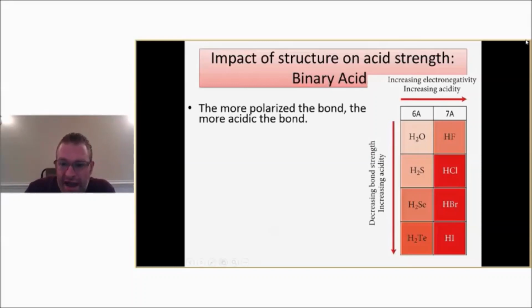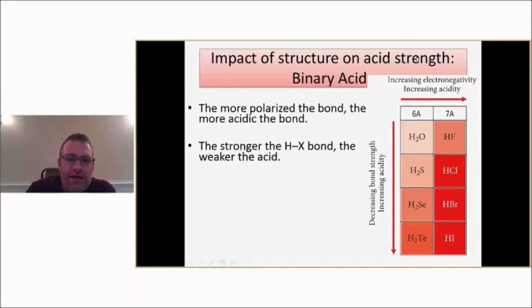So HF is more polar than OH bonds, so therefore this is a stronger acid. In addition, the stronger the HX bond, the weaker the acid. HF is a much stronger bond than HCl, so HCl is a stronger acid than HF.